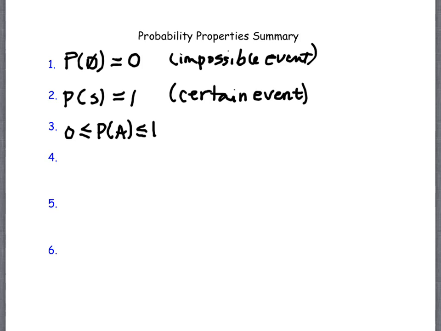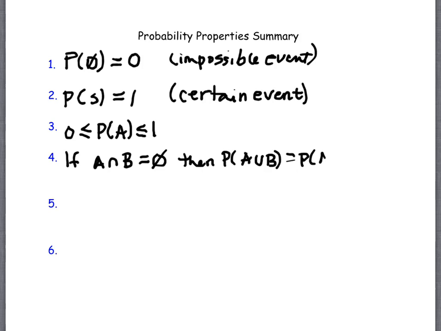All right, the next two came from different theorems that we'd had. So if A intersect B is the empty set, so two events that have nothing in common, then the probability of the union is the probability of each of the individual events added together.